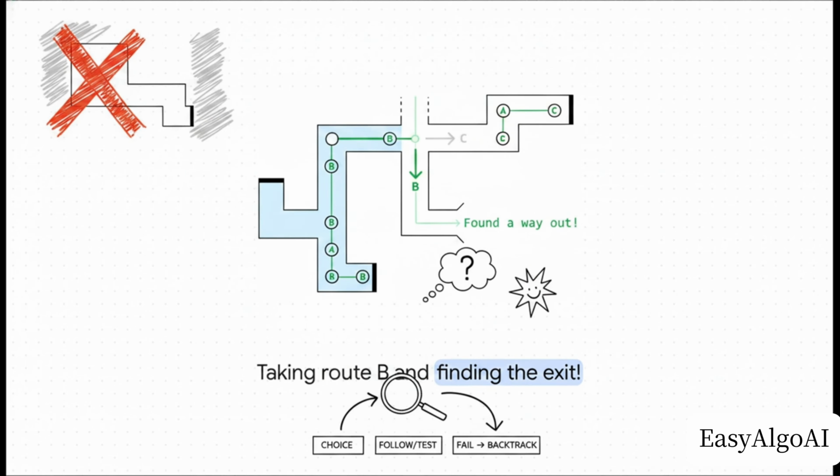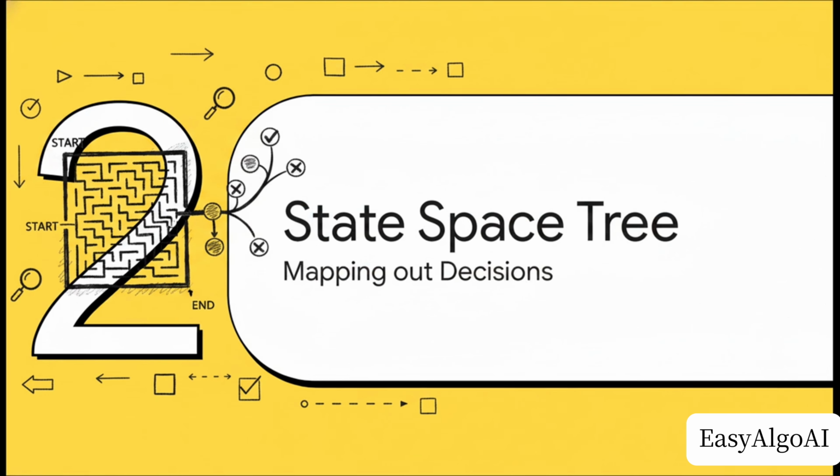Having completely ruled out path A and every single thing connected to it, you confidently move on to path B. And success! You finally discover your way out. The crucial takeaway here is this. This brute force process of testing all possible paths, and most importantly, returning upon failure to try the next available option, is exactly what we call backtracking. You make a choice, follow it to its logical conclusion, and if it fails, you literally step back and try another. Moving on to section 2, the state space tree.